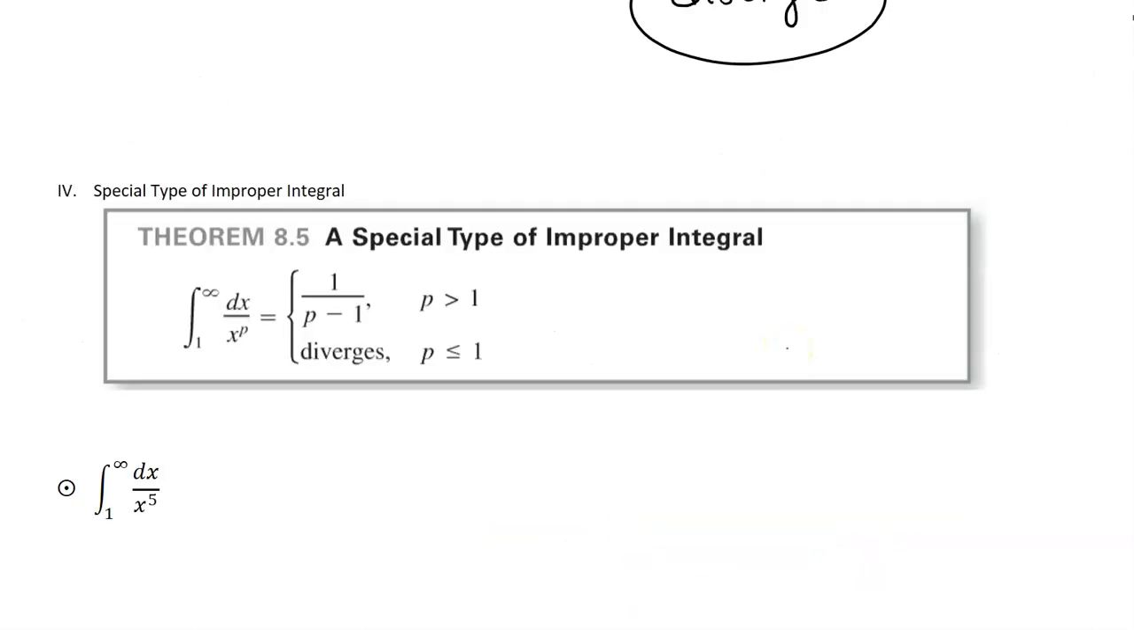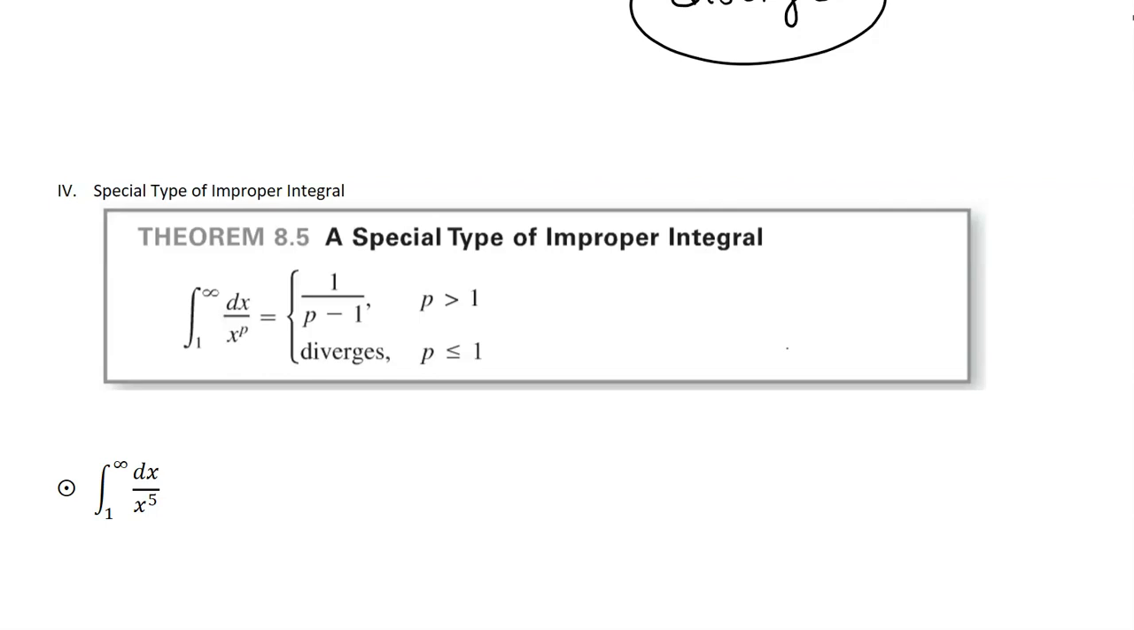There are some special types of improper integrals that you will see appear from time to time, and they take the form the integral from 1 to infinity of dx over x to the p, or you might see it written as 1 over x to the p dx. This is where we basically have x to some power, and these are special because everything that goes on here depends on the power p. So the integral is equal to 1 over p minus 1 if p happens to be greater than 1. But if p is less than or equal to 1, we say this thing diverges.